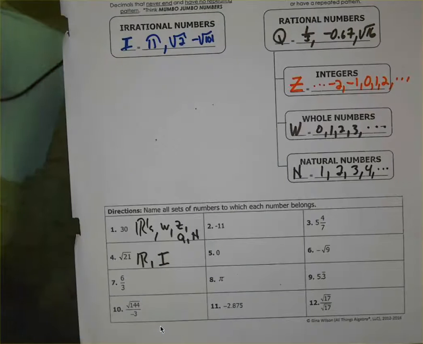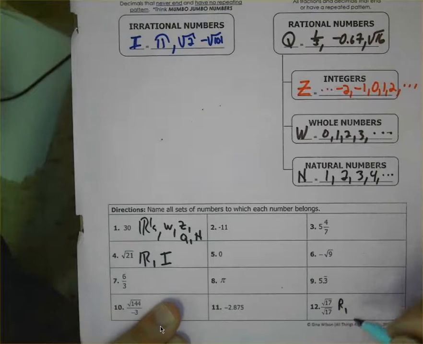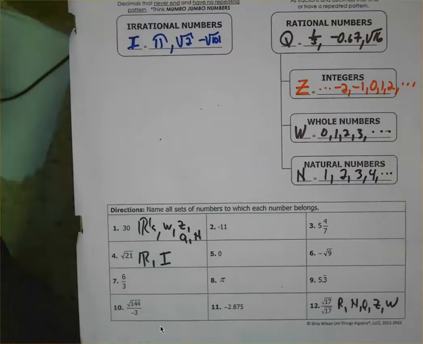Okay, so another one, like number 12, radical 17 over radical 17. Well, that's a real number. That's actually 1. So that's going to be natural numbers. That's going to be Q. That's going to be Z, N, and it's going to be W as well. Okay. So I did 3 of them.